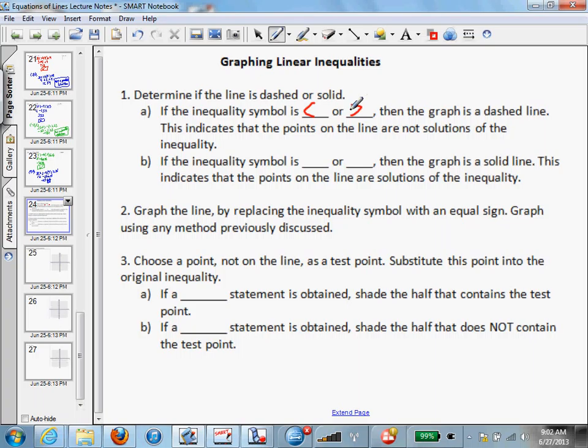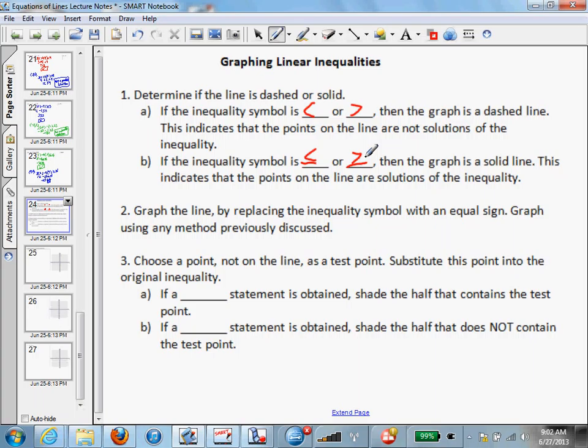If the inequality symbol is less than or equal to or greater than or equal to, then the graph is a solid line. This indicates that the points on the line are solutions of the inequalities. Notice the equal to. Graph the line by replacing the inequality symbol with an equal sign. Graph using any method previously discussed.